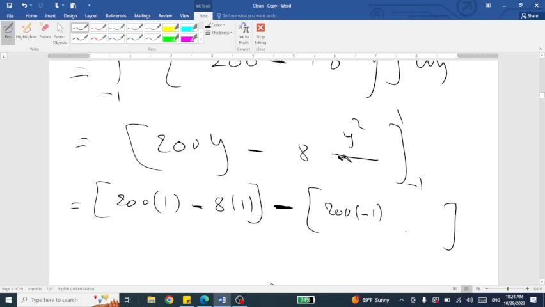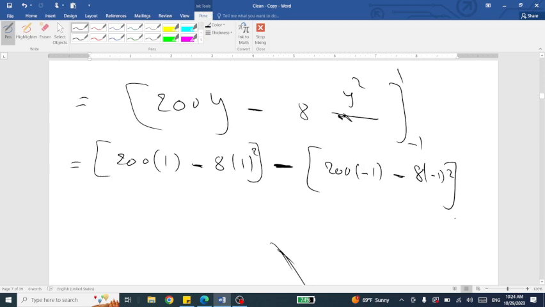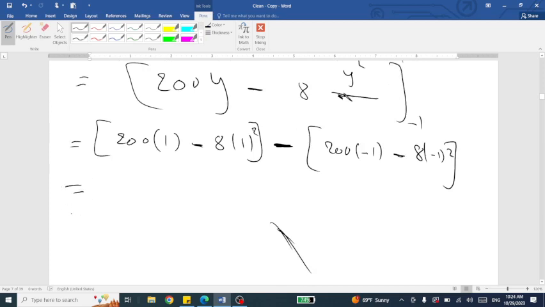200 minus y, minus 8 minus 1 square. So you'll get what? It should be minus 8 plus 200 plus 8.